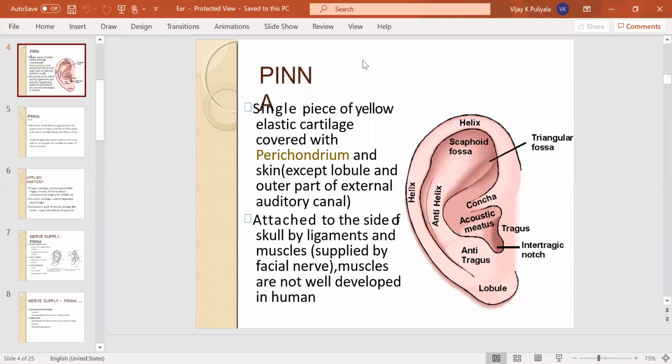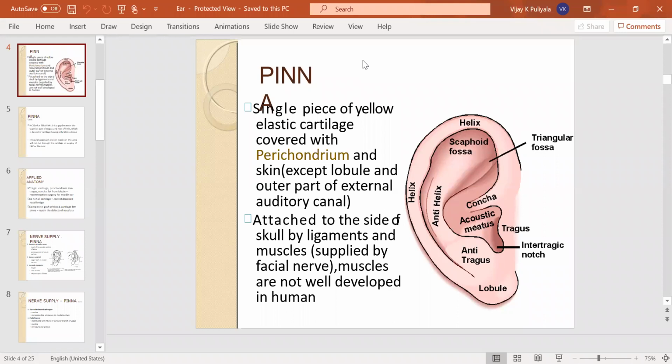Okay, posterior auricular branch of facial nerve and temporal branch of facial nerve. So these two muscles are supplied. What is the action of these muscles? They move the auricle as a whole. But these muscles are not that prominent in humans. So those are the extrinsic muscles.